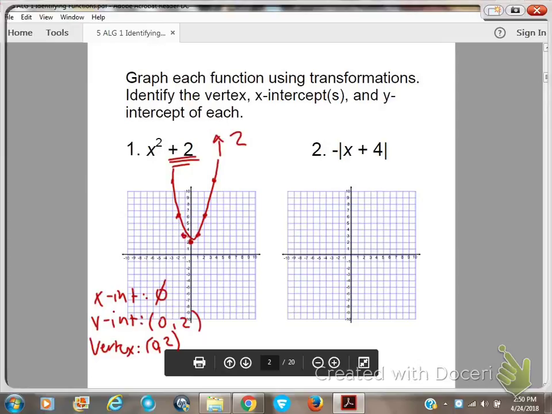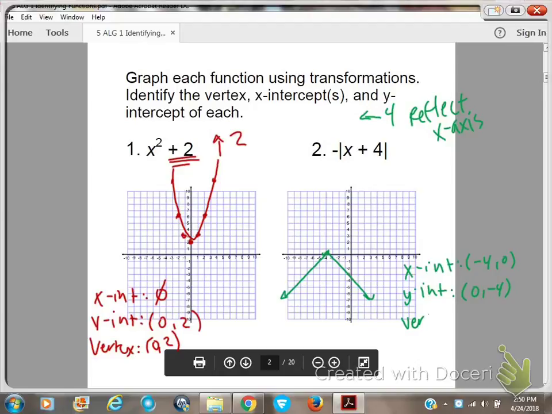The second one is an absolute value equation. It has two transformations. One is that it's going to the left 4, and the other one is that it reflects across the x-axis. Absolute value means it's going to be a V shape. So to the left 4 and then opening down. This one does have an x-intercept, only one. It's happening at (-4, 0). It has a y-intercept happening at (0, -4), and this one has a vertex, a highest point, or a maximum at (-4, 0).